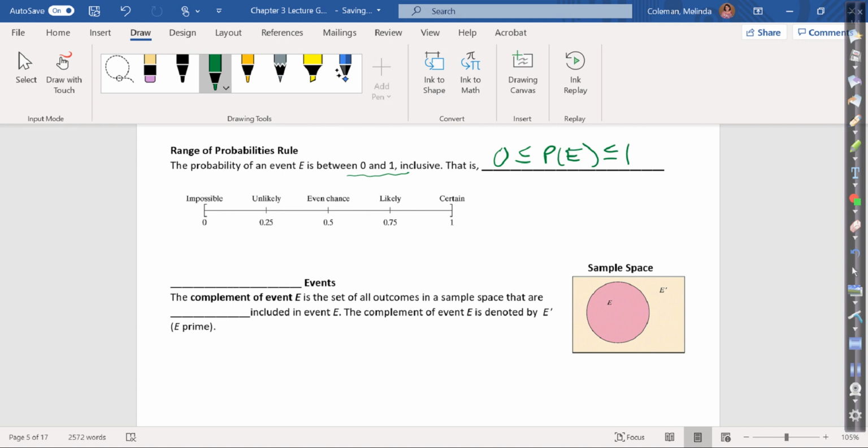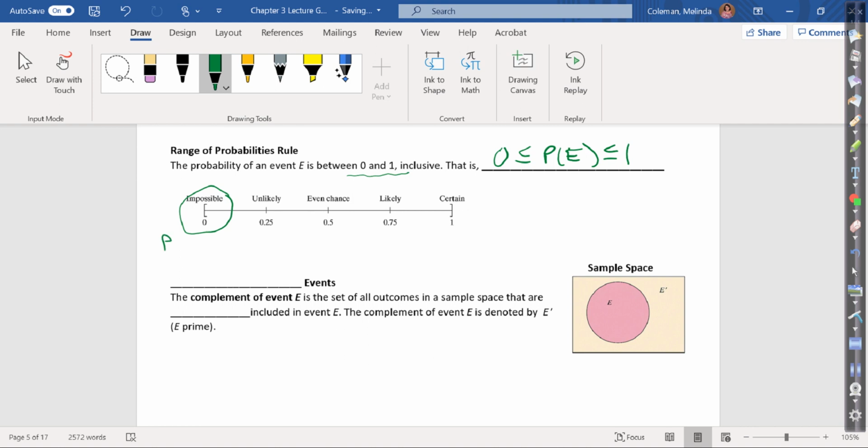So if you get a probability greater than 1, you're in trouble. If you get a probability that's a negative number, you're in trouble. All of them are going to be between 0 and 1. And if we think of this like percentages, then it's going to be between 0 and 100%. You can't have the probability that something's going to happen greater than 100% or less than 0%. It's impossible to happen if it's a 0.